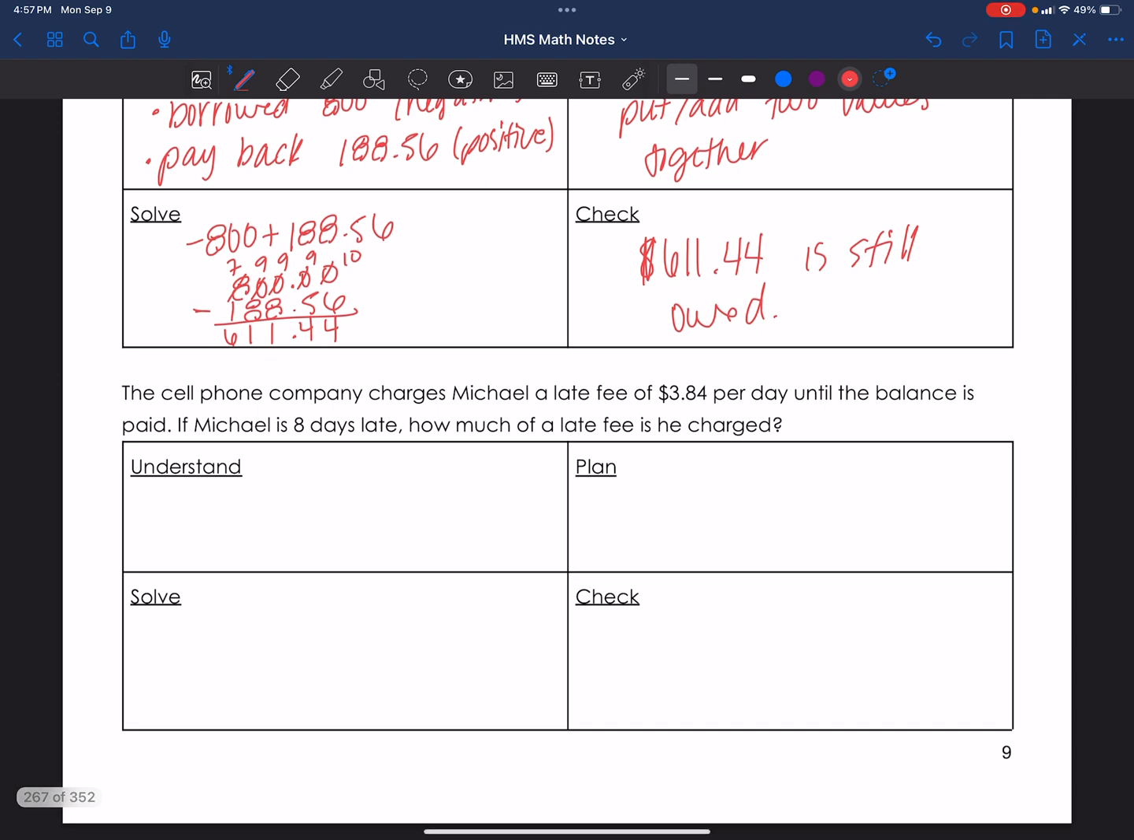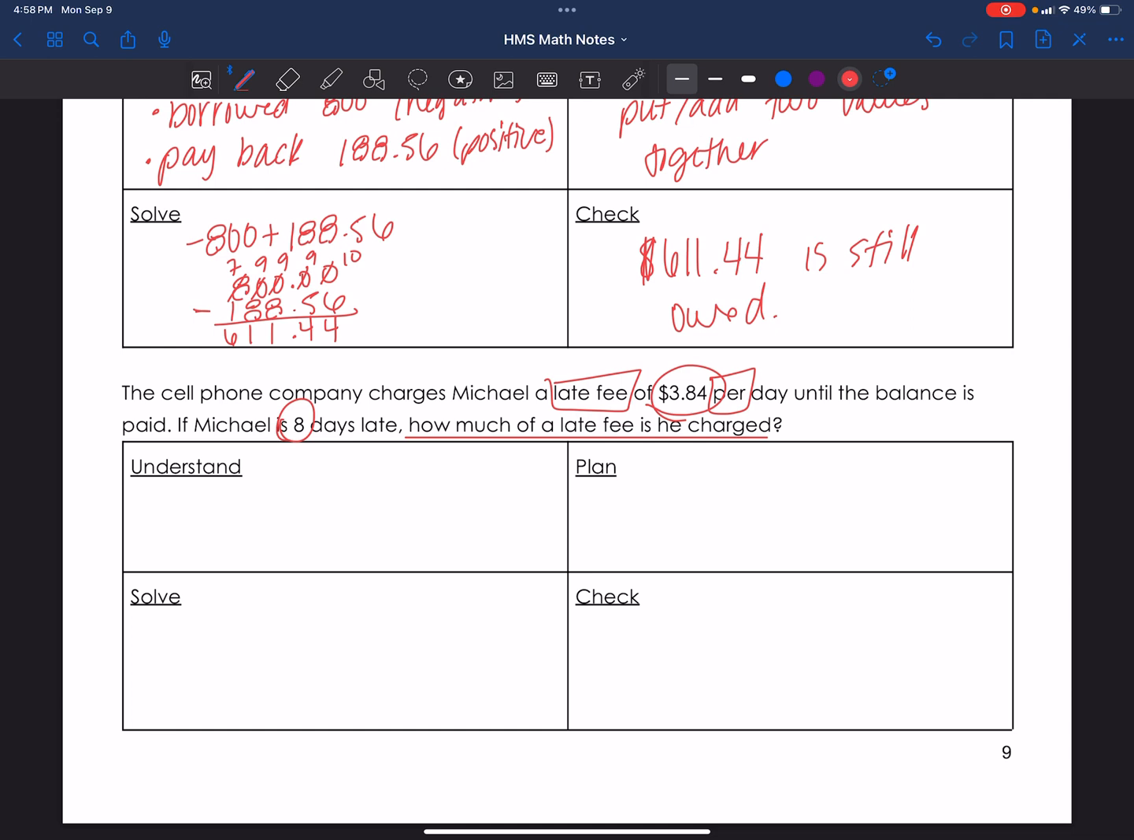Next, real world problem. A cell phone company charges Michael a late fee of $3.84 per day until the balance is paid. If Michael is 8 days late, how much of a late fee is he charged? Wow, okay, so Michael is charged a late fee of $3.84 per day. Well, that word per tells us to multiply. He is 8 days late. God, Michael, you really got to pay your stuff. We're trying to figure out how much of a late fee he is being charged.